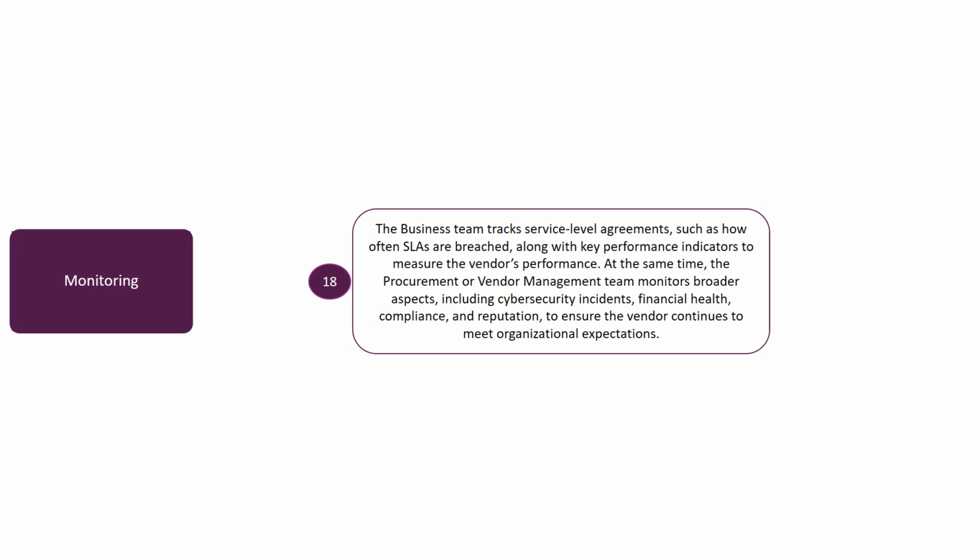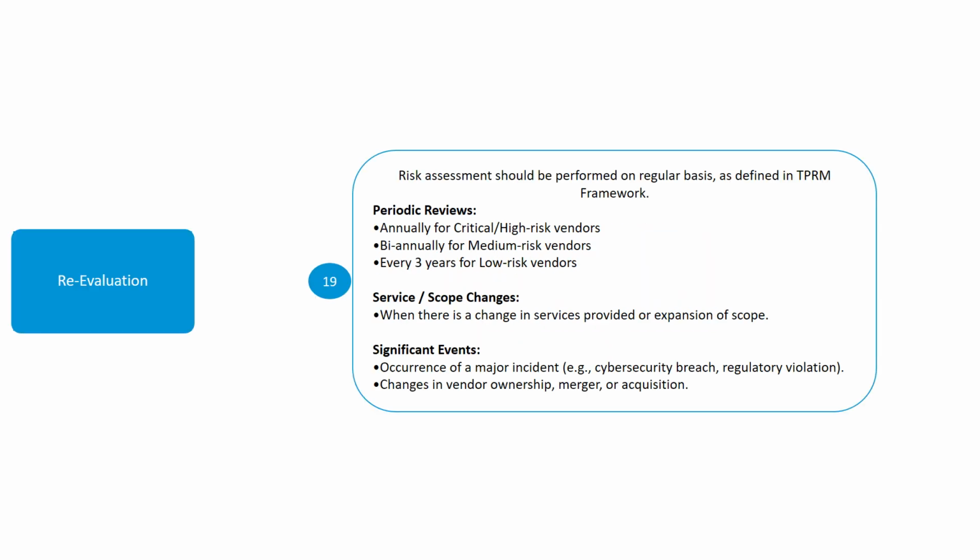The business team tracks service level agreements, such as how often SLAs are breached, along with key performance indicators that measure delivery timelines, quality, and overall performance. Meanwhile, the procurement or vendor management team monitors additional areas that go beyond day-to-day performance. This includes keeping an eye on cybersecurity incidents, changes in financial health, compliance with regulations, and even the vendor's market reputation. Together, these checks ensure that the vendor not only delivers on business needs but also remains reliable, secure, and compliant throughout the relationship.